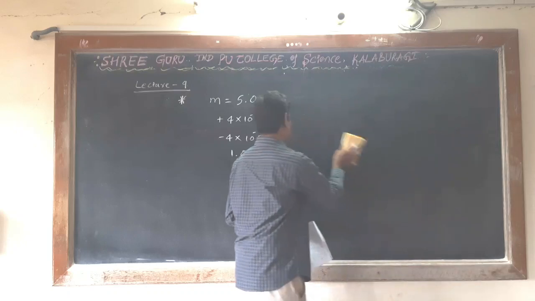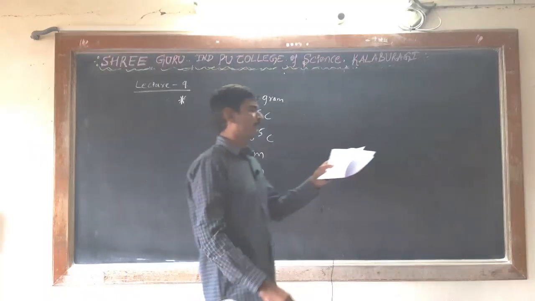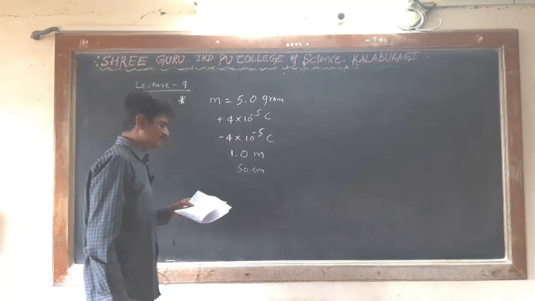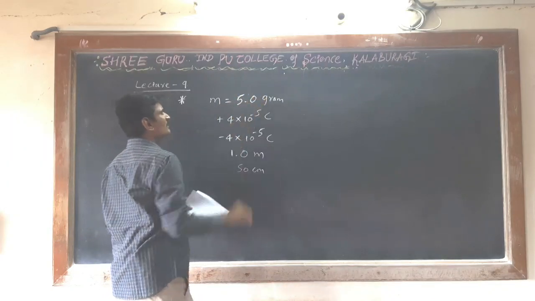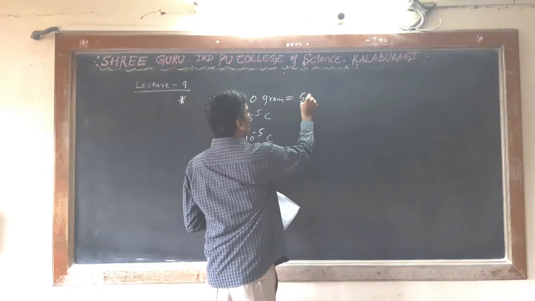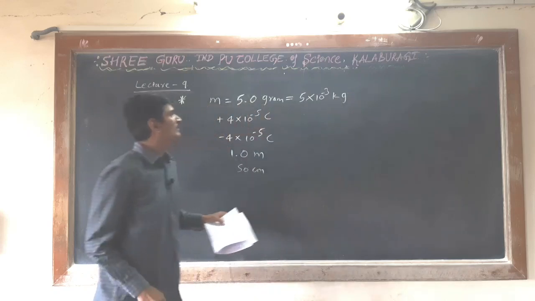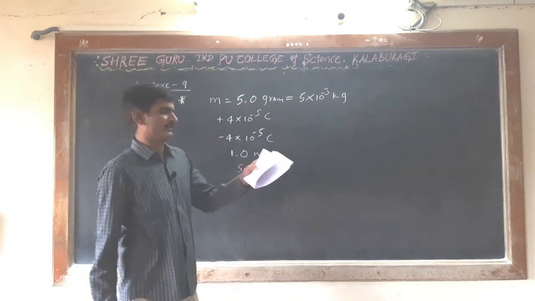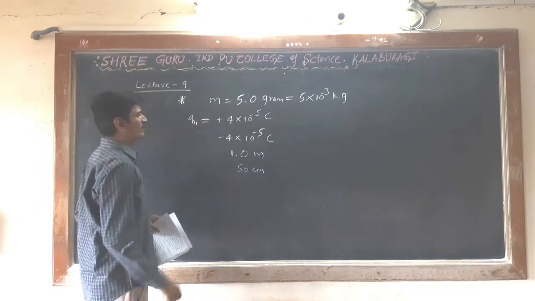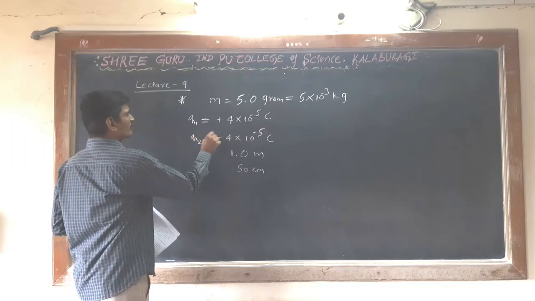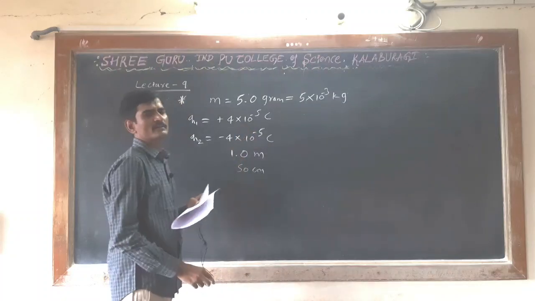Okay, so understand the question, what they have given. Two particles have equal masses of 5.0 gram each. That is the mass of the particles, 5.0 gram, so write it in kg. It is 5 into 10 to the power minus 3 kg. Right? So both have the same masses and opposite charges. Q1 is plus 4 into 10 to the power minus 5 coulomb and Q2 is minus 4 into 10 to the power minus 5 coulomb. That means one is a positive charge and the other is a negative charge.